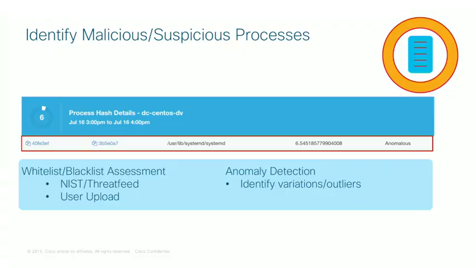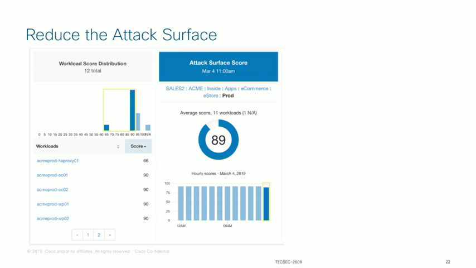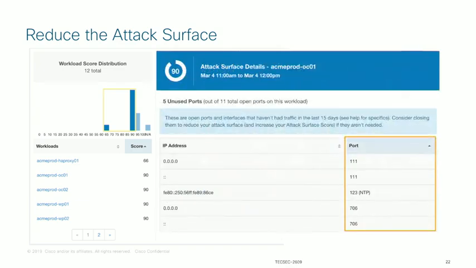Here we can see where we've detected a vulnerable version of systemd, in this case where someone's replaced a binary with an anomalous binary. And we're also able to reduce that attack surface by understanding how many ports are open on workloads that should actually be closed. Here we can see all of these ports that should actually be closed.